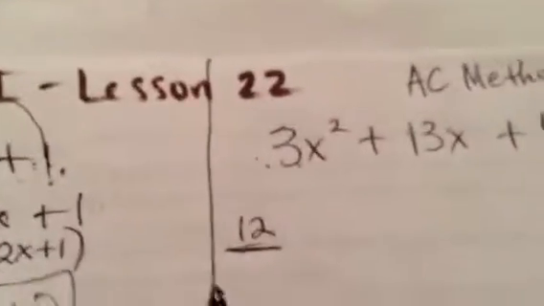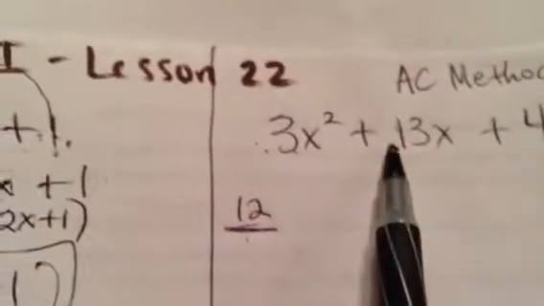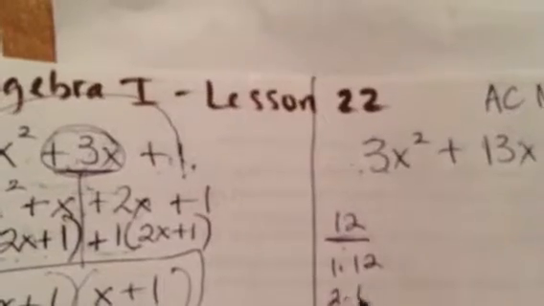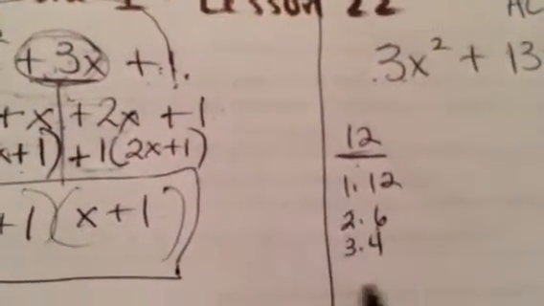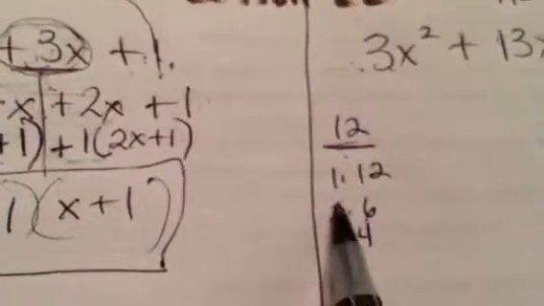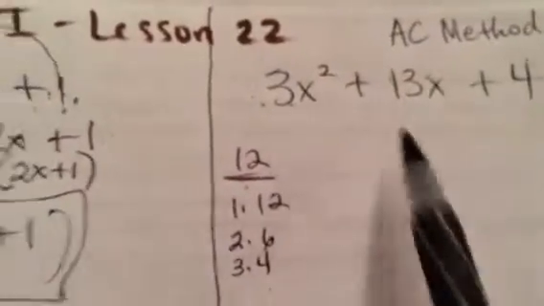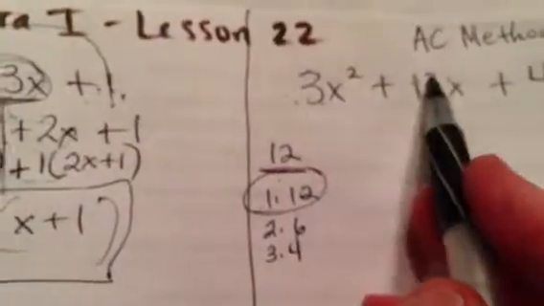So what I'm doing is I'm looking for factors of 12 that add up to 13. Okay, now I want you to just think about it. Here's all my factors of 12. Those are all factors of 12. Everybody agrees to that. 1 times 12 is 12. 2 times 6 is 12. Only one of these is going to work. I'm looking for the one that adds up to 13. Notice it would have to be this one because 1 plus 12 is 13.